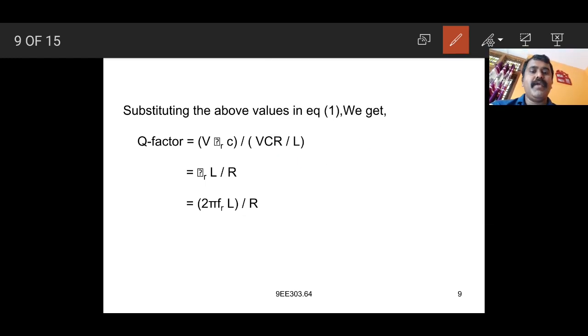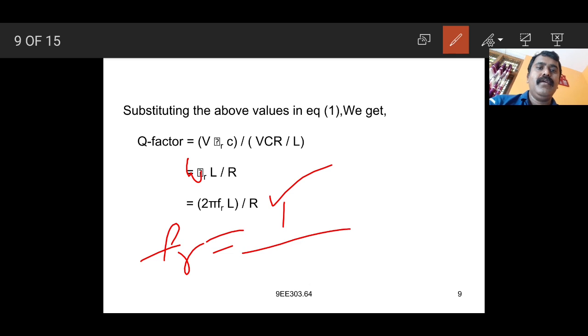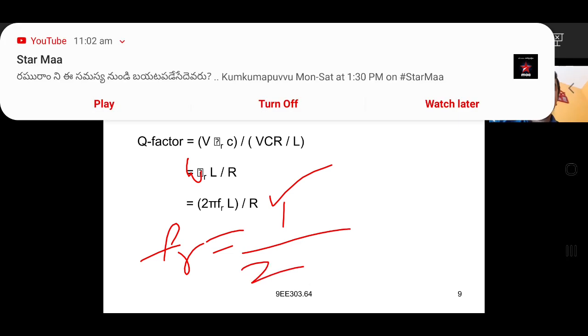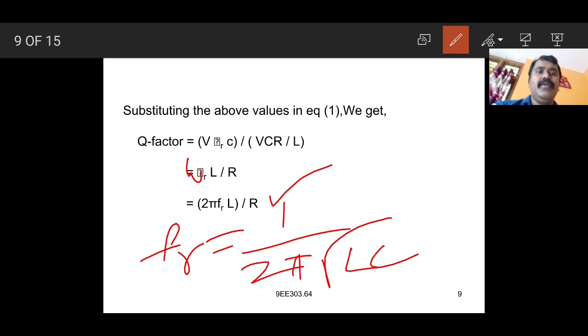So we can express omega L as 2 pi FR L. Omega L by R is 2 pi FR L divided by R, which is equal to 2 pi FR L by R. Again we know that FR is equal to 1 by 2 pi root LC.